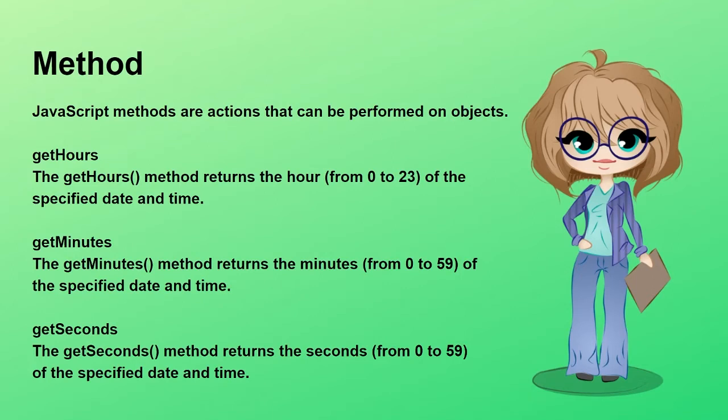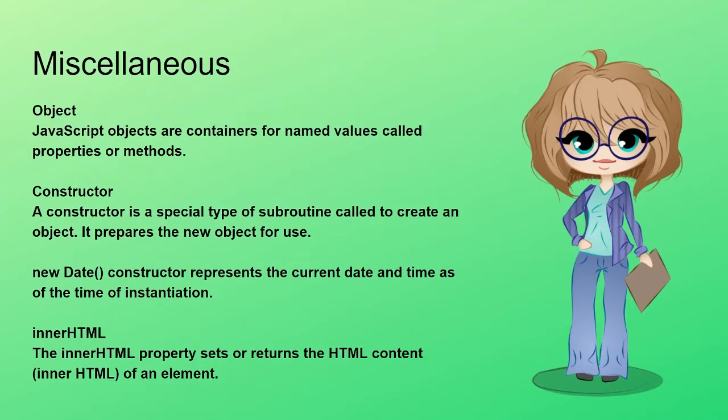Another thing that I wasn't that familiar with, because I'd never used it before, is a method. JavaScript methods are actions that can be performed on objects. The getHours method returns the hour from 0 to 23 of the specified date and time. We're also going to use getMinutes and getSeconds. That's going to return the minutes from 0 to 59 and the seconds also from 0 to 59. I'm also including some miscellaneous things.